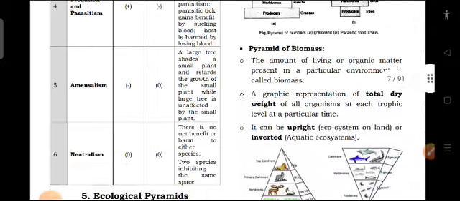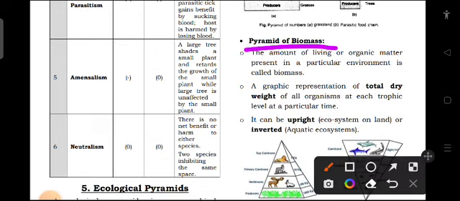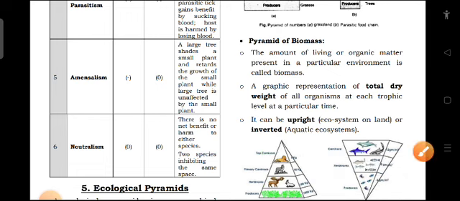So the next type is the pyramid of biomass. There we count the numbers in the pyramid of numbers. Here the amount of living or organic matter present in a particular environment is called biomass. The amount, or the weight or the mass of the organism, is called biomass. It is a graphical representation of total dry weight. We calculate the total dry weight of all organisms at each trophic level. For example, this is a particular trophic level, this is a particular trophic level, then this one, like that. We have to calculate the dry weight individually.